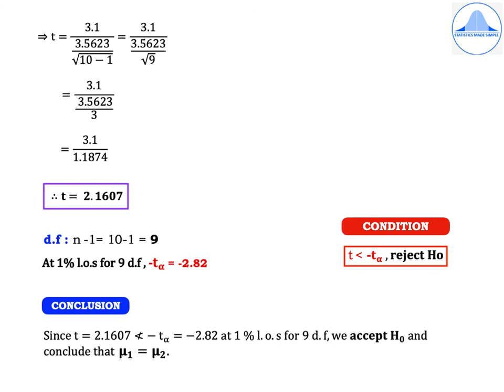The condition used for a left tail test is you have to check whether t is less than minus t alpha. If it satisfies this condition, reject H naught, otherwise you accept H naught. So at 1% level of significance for 9 degrees of freedom, minus t alpha is equal to minus 2.82. Conclusion: since t equal to 2.1607 is not less than minus t alpha, which is equal to minus 2.82 at 1% level of significance for 9 degrees of freedom, we accept H naught and conclude that mu1 is equal to mu2.